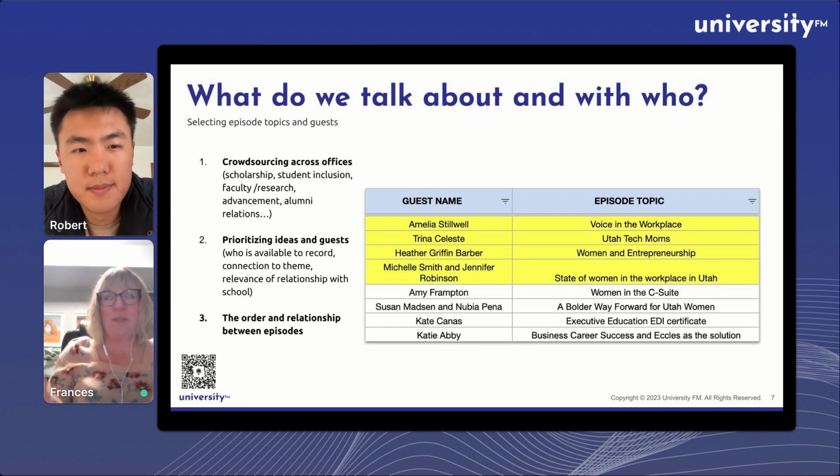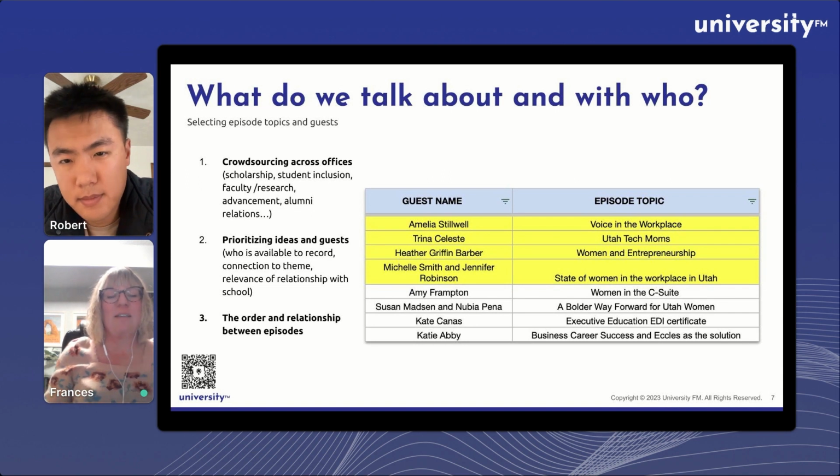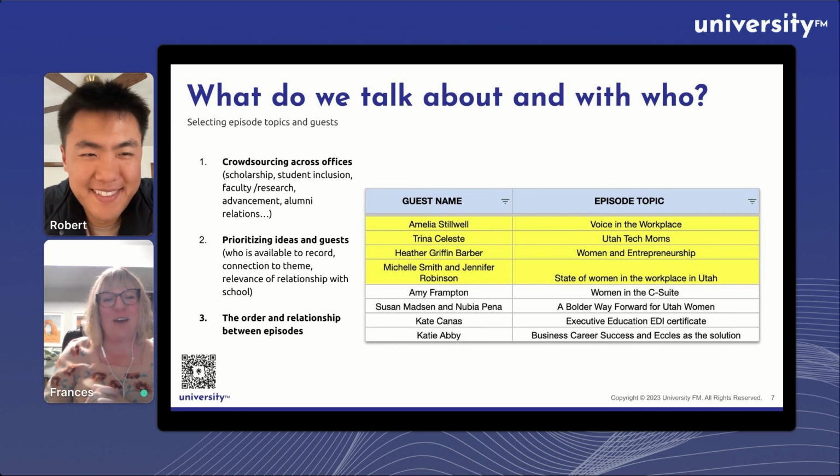Same with the alumni relations team. They might know of an alum who's serving on a board or who's been very active in another group who they want to engage further, and this would be a good opportunity to do that. So we, as a team, throw out the names, how they're connected, what they could talk about, and then we whittle it down if we come up with too many, which is a good problem to have. We whittle it down to who can fit in the season.